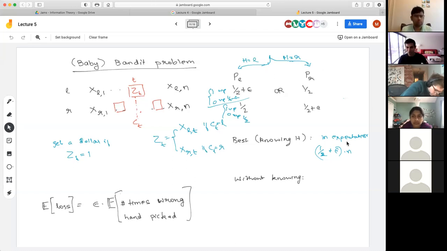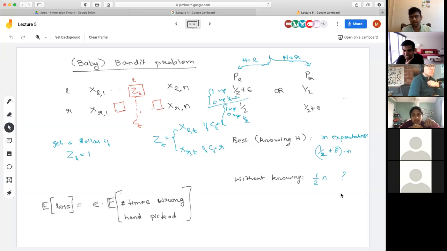Let's say in expectation, you would have made half plus epsilon times n. If you didn't know, how much can you make? Again, in expectation. Half times n by 2. I claim you can do a little better. Is it half times n, randomly, and then you choose plus epsilon over 2?